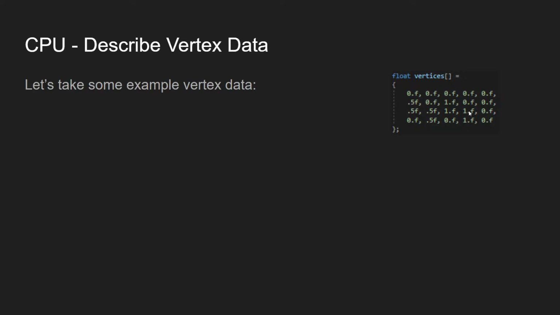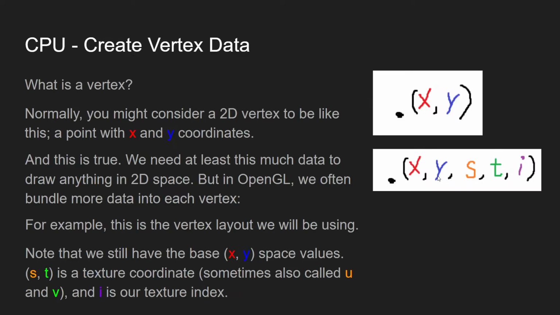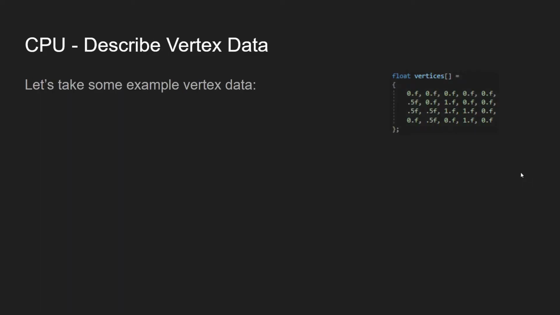So once we have vertex data, we need to describe it. Let's just take this example array of floats here. You can see we have 4 vertices, each with 5 floats. This is just using this XYSTI layout over here. So we have one at 0, 0, one at 0.5, 0, 0.5, 0.5. Those are our X and Y coordinates. Then we have texture coordinates here and texture indices.